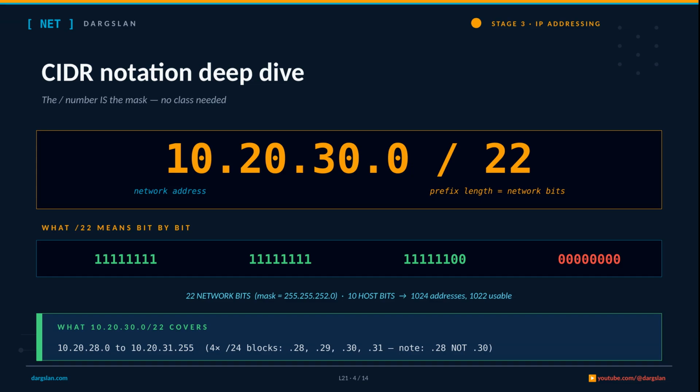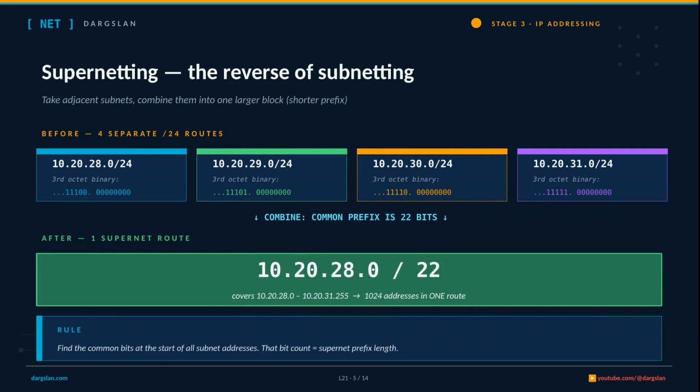Now here's the catch that trips people up. 10.20.30.0/22 doesn't actually start at 30. It covers 10.20.28.0 through 10.20.31.255. Because a /22 groups four /24 blocks together, and the alignment begins at 28, not wherever you happen to write the address. And that alignment rule is exactly what makes supernetting possible. It's subnetting run in reverse.